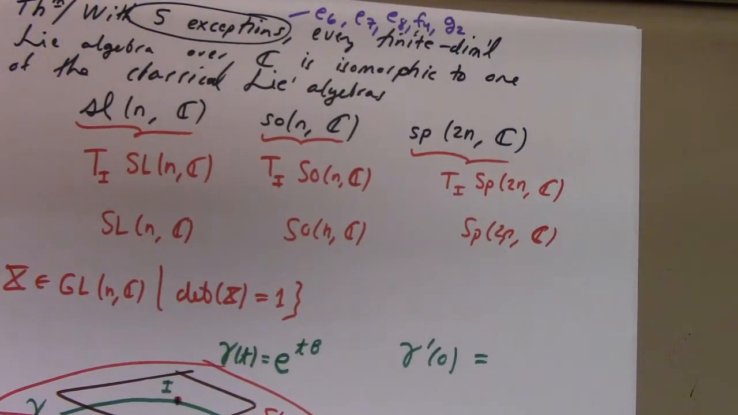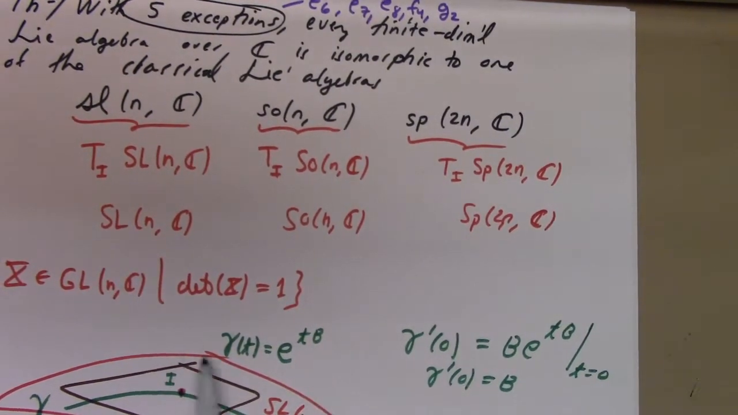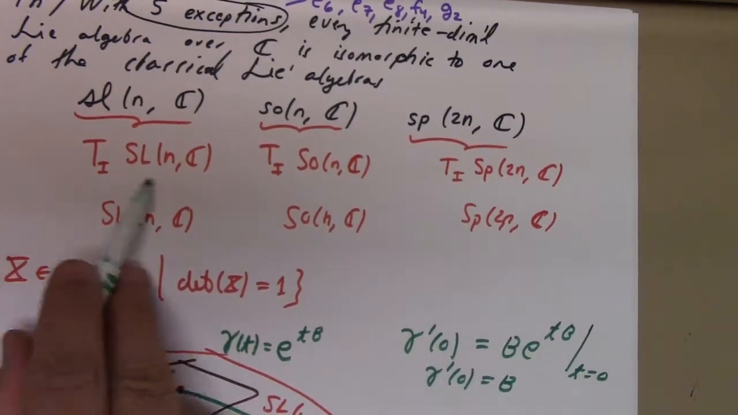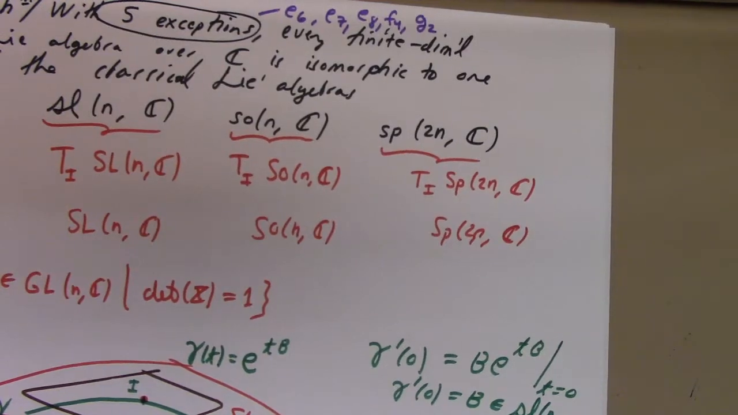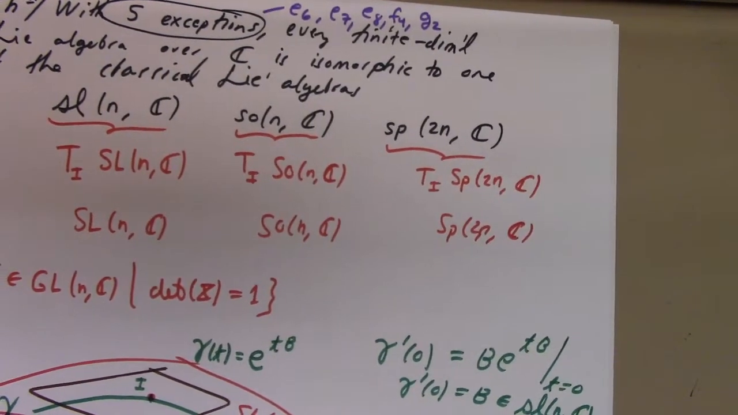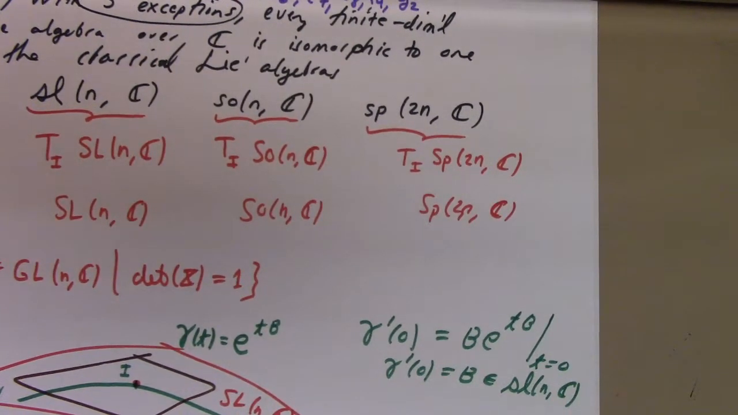Exactly, what is it equal to? Well, it's equal to b e to the tb, evaluated at t equal to 0. In other words, gamma prime of 0 is b. So the thing that parameterizes the curve through the identity and multiplies the real parameter t is not just any old thing. In fact, if you believe me about that being the tangent space, b is an element of SLNC.